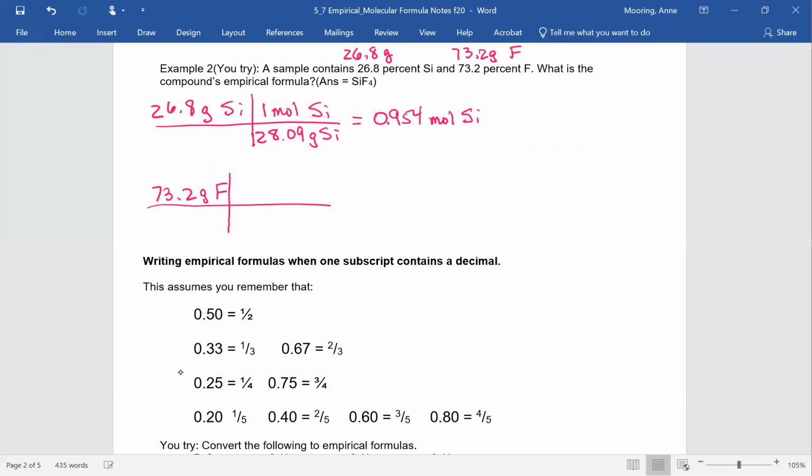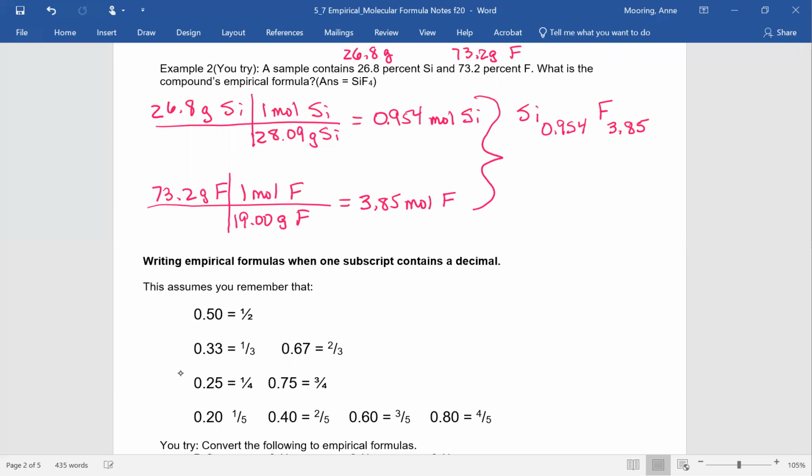Now we do the same thing with the grams of fluorine. Dimensional analysis, 19.00 grams of fluorine per 1 mole of fluorine, and that is going to be equal to 3.85 moles of fluorine. Now we're going to turn those moles into subscripts. So we have Si 0.954, fluorine with a subscript of 3.85.